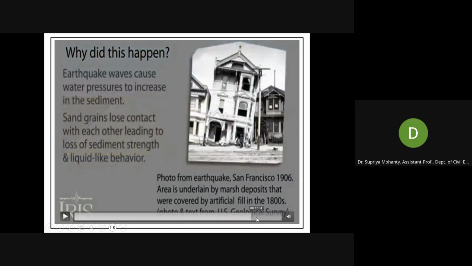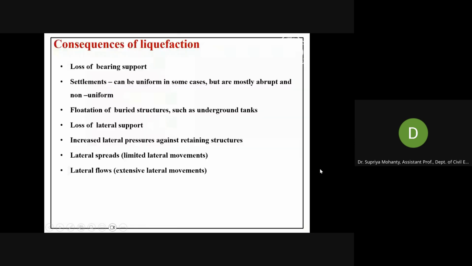If this layer was present at greater depth, it may not reach the foundation of this structure. So that's why if suppose you have a liquefiable layer below 20-25 meter, that layer may not affect your foundation. But if this liquefiable layer is at shallow depth, there may be a risk or chance of failure of the structure. We need to be careful while designing the structure.